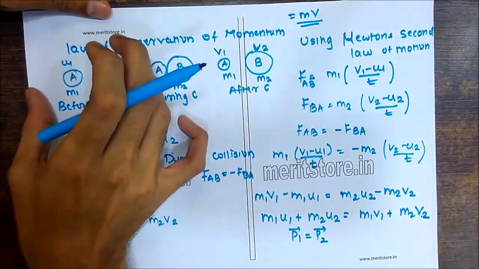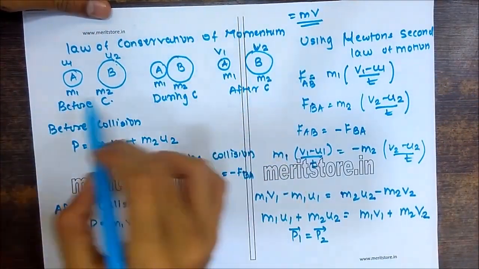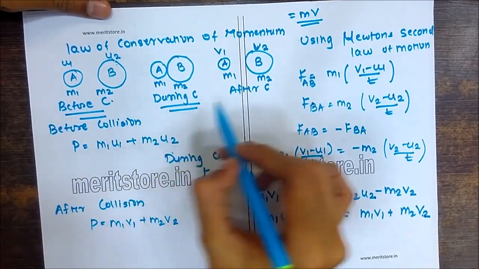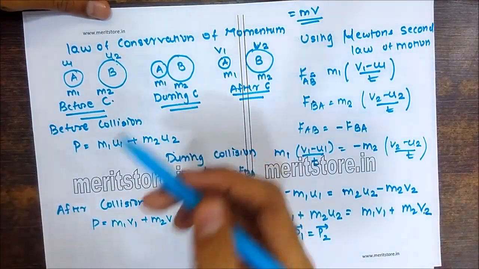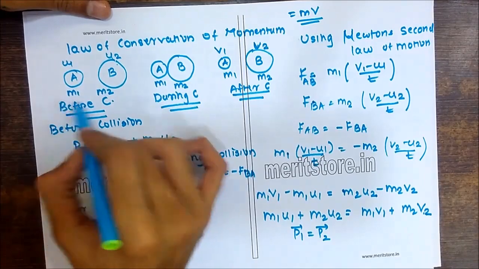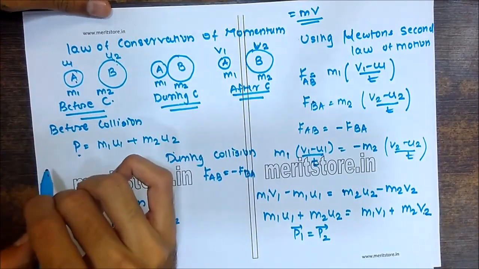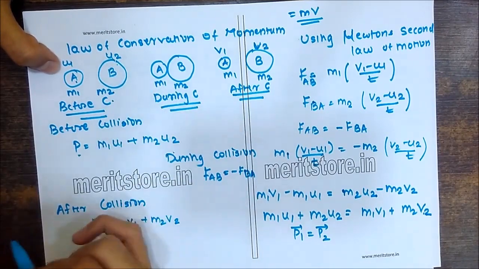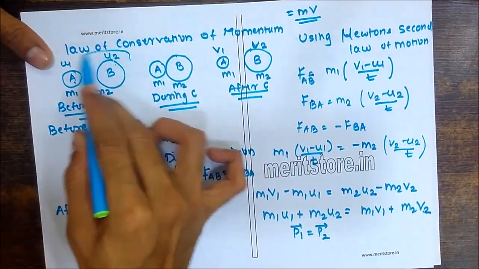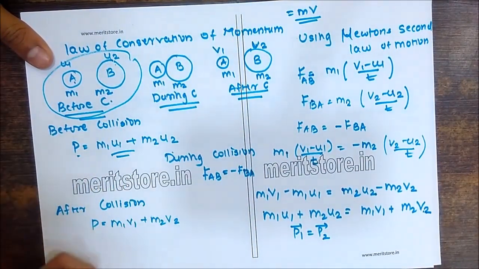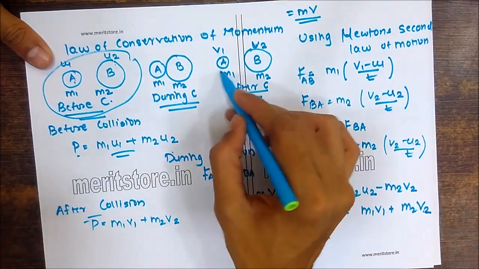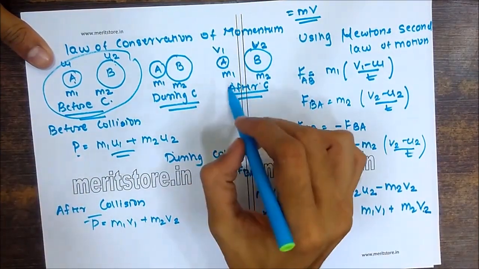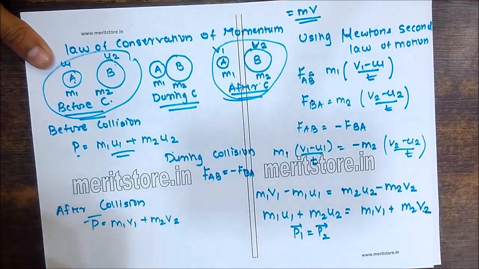In this law of conservation, we'll define a law which relates the momentum of them before collision and the momentum after collision. So this is before collision, during collision and after collision. Before collision, the momentum of A will be m1 into u1 and the momentum of B will be m2 into u2. So the total momentum before collision will be this. Now total momentum after collision will be m1 into v1 plus m2 into v2.